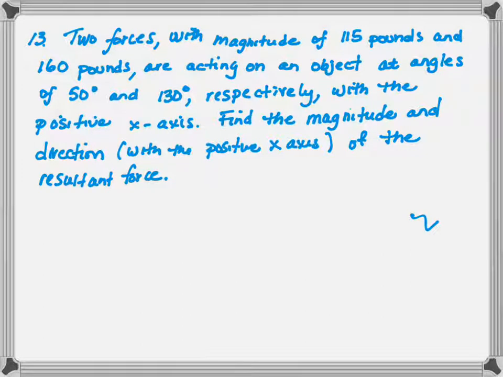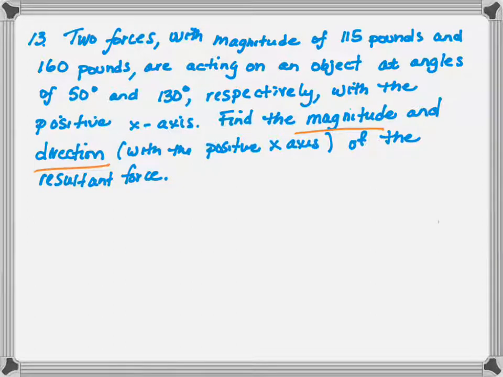Okay, number 13 says two forces, one with a magnitude of 115 and 160 respectively, are acting on objects at angles of 50 and 130 with the positive x-axis. Find the magnitude and direction of the resultant force.